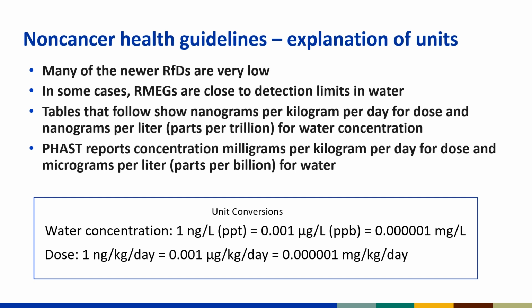I'm going to show the health guidelines and CVs in a moment, but first want to explain that several of the new RfDs are very low, and to make my tables easier on the eyes, I have converted the units to show dose in nanograms per kilogram per day and water concentrations in nanograms per liter. A nanogram is 1/1000th of a microgram and 1/1,000,000th of a milligram. FAST reports dose and concentration in different units, so I've listed conversions used on this slide.